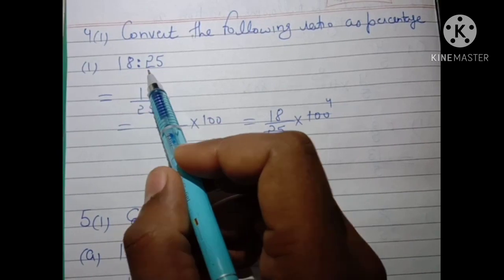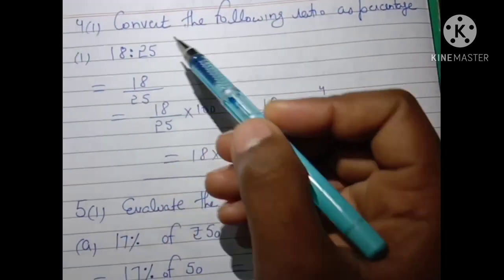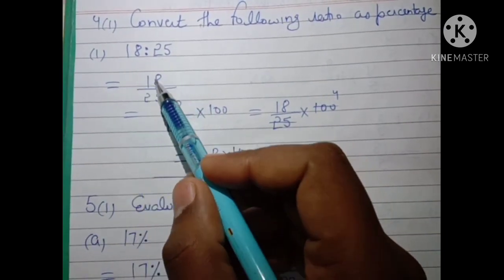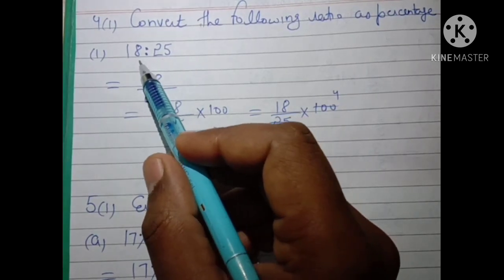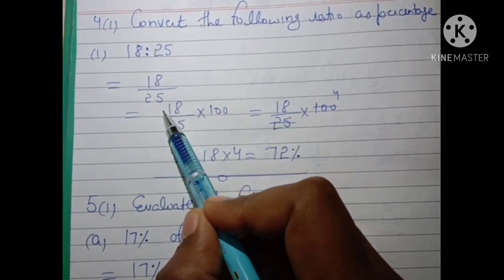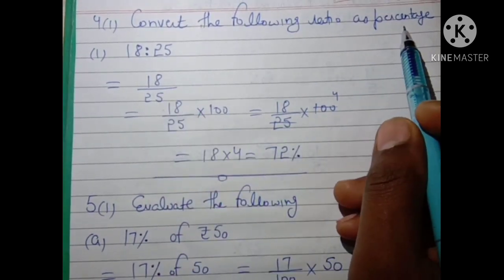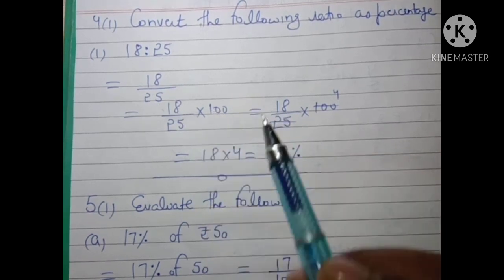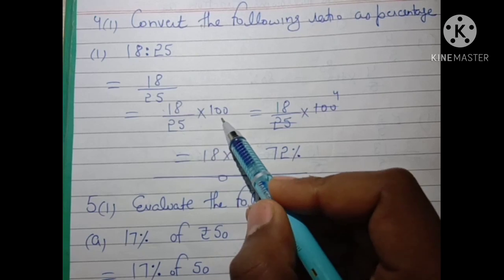This is 18 ratio 25 given to us. So we can write down this 18 by 25. So in this way we can convert this ratio into fraction. And now you can see this fraction we have to convert into percentage. It is very simple how we can convert. We have to only multiply this fraction with 100. And now it will become 18 by 25 into 100.